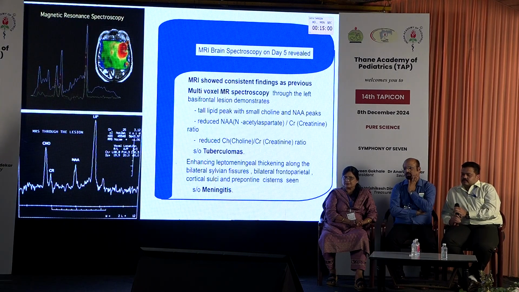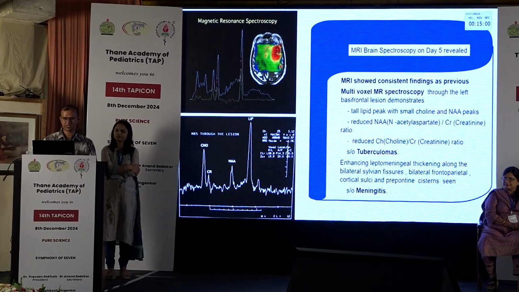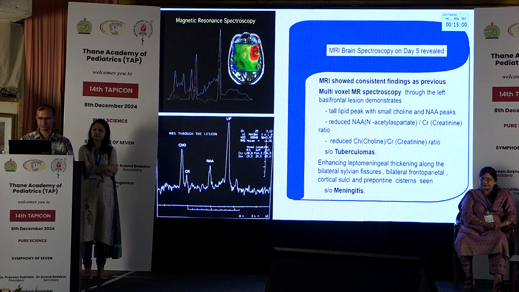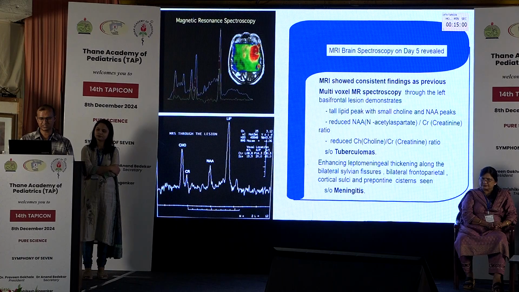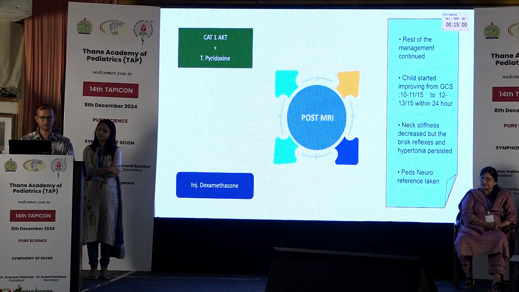So on day 5, we did MR brain spectroscopy, which suggested that there were tall lipid peaks with small choline and N-acetyl aspartate peaks, reduced N-acetyl aspartate to creatinine ratios, and reduced choline to creatinine ratios suggestive of tuberculoma, with enhancing leptomeningeal thickening suggestive of meningitis. So there were tuberculomas along with meningitis. So ATT CAT1 was started along with pyridoxine. Injection dexamethasone was continued, and then the rest of the treatment continued. Child improved clinically.